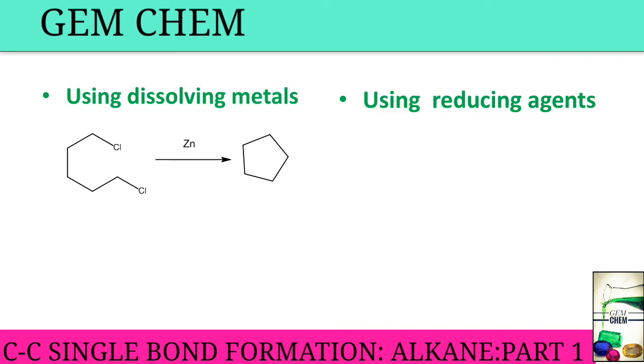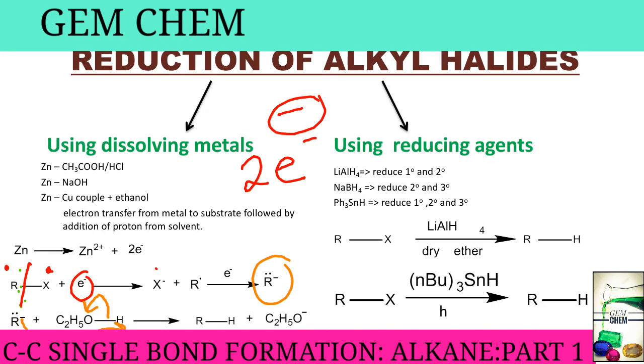How to understand this mechanism? Let us first see the reactions. We see that lithium aluminum hydride can only reduce 1 degree and 2 degree. RX with lithium aluminum hydride, that is, this H comes here, and it forms an alkane. Similarly, Bu3SnH, that is a tin reagent, also forms the alkane in presence of hv, that is, light.